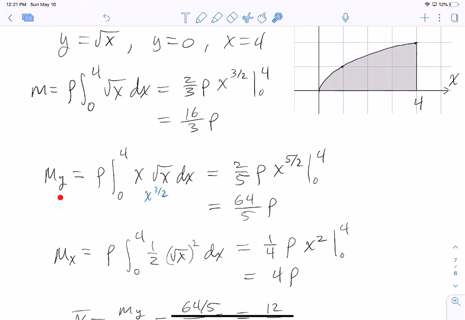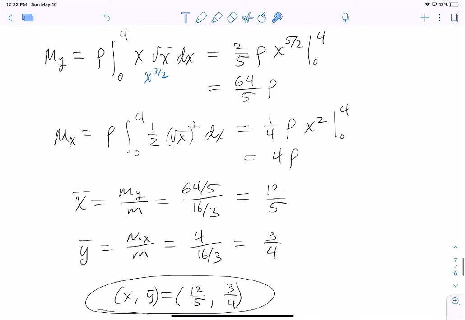For the moment about the y-axis, we have rho times the integral from 0 to 4 of x times the square root of x dx. That, of course, is x to the 3/2. Using the power rule, we get that that integrates to 2/5 rho x to the 5/2 evaluated from 0 to 4. And that gives us a result of 64/5 rho.